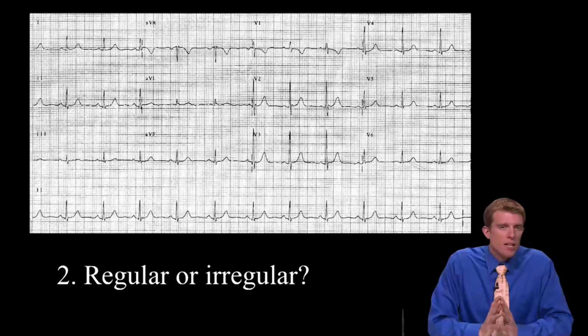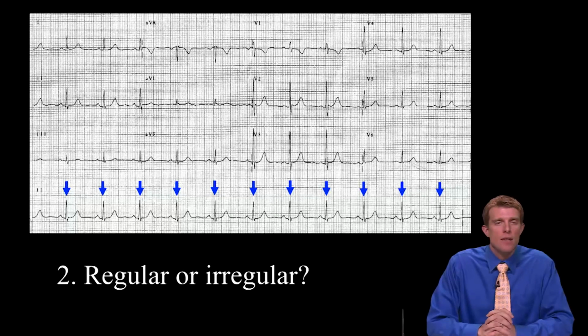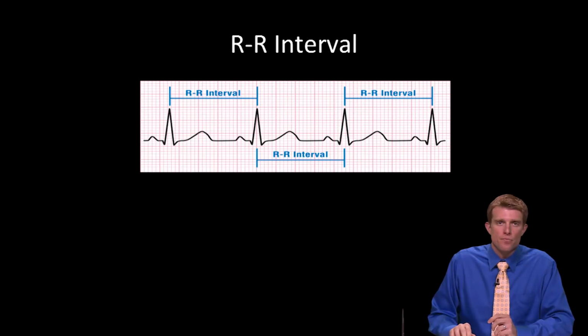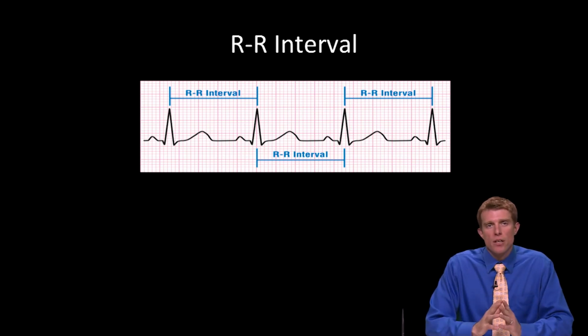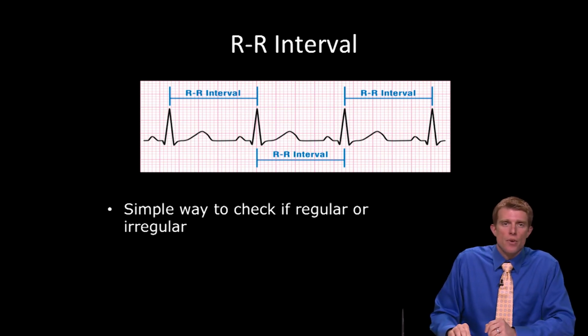And then we go to our second question, looking at the ECG. Are the QRSs regular or are they irregular? And what I mean by that is, is the spacing between them regular or irregular? And if you look at this, you can see that they look like they're coming in very regular intervals. So what we look at to determine this is what's called the RR interval, or the distance between 2 different QRS complexes. It's the simplest way to determine if it's regular or irregular. Are the RR intervals staying the same?